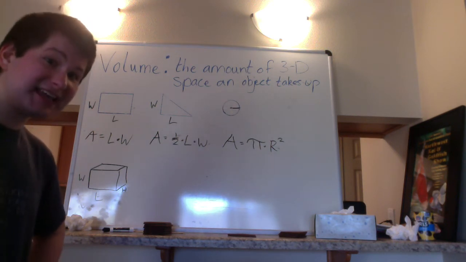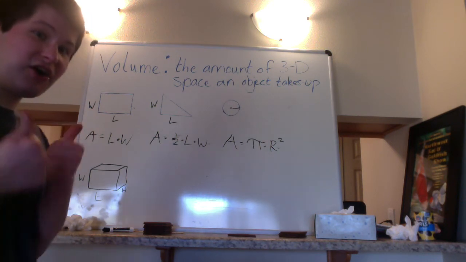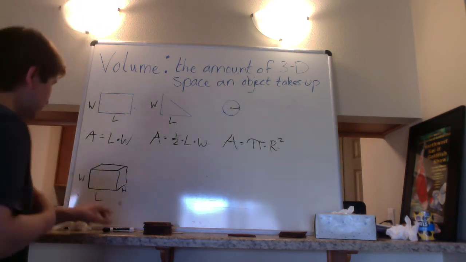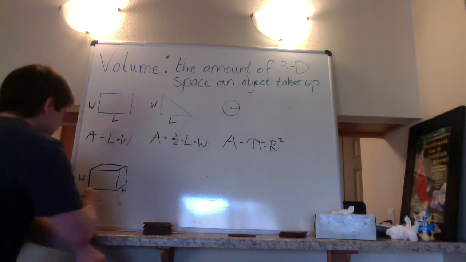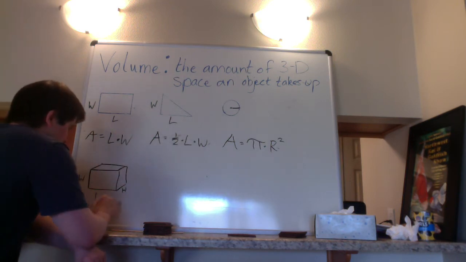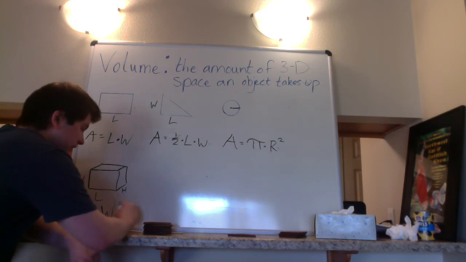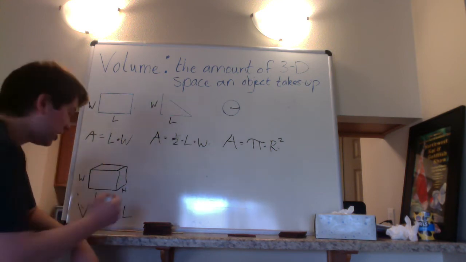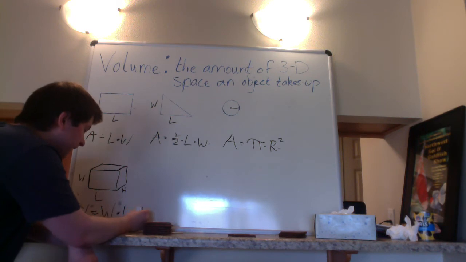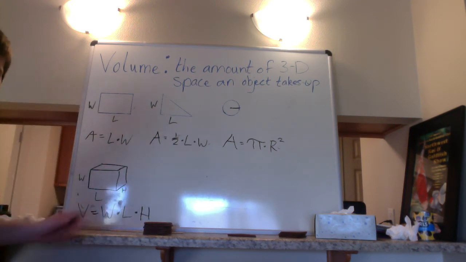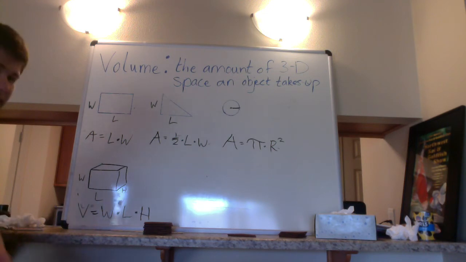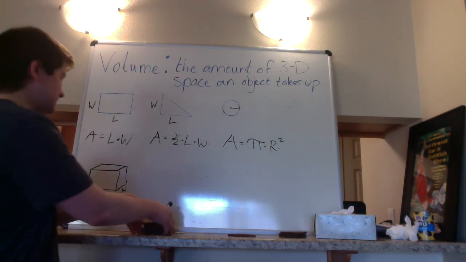Did you get 48? If you did, awesome. Here's how you do that for any rectangular prism. What you do is you take the width times the length, right? That's how we got the base area of that rectangle, and we multiply it by the height. So the formula for volume is going to be width times length times height.